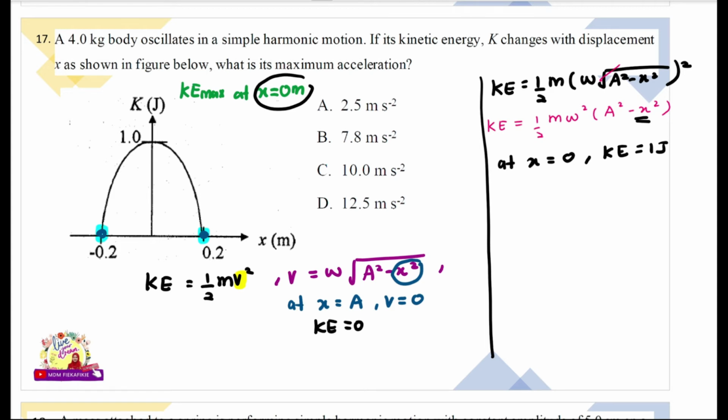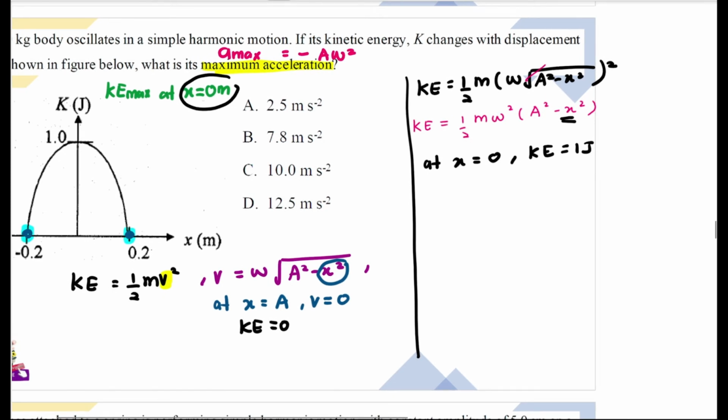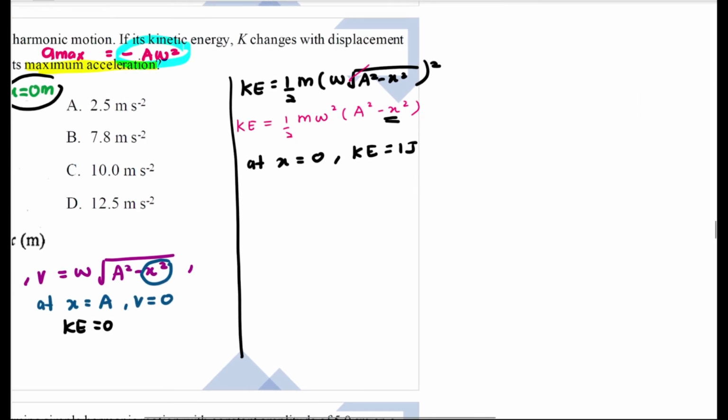So what does the question actually ask? We did not read it earlier. What is its maximum acceleration? So we want to find a maximum. What is the formula? It is equal to negative A omega squared. Negative shows the direction. So we will write A omega squared. Okay, a maximum is the formula negative A omega squared. How do you get this formula A omega squared? Let's take a look for a moment. It comes from here. Okay, x is equal to A sin omega t.